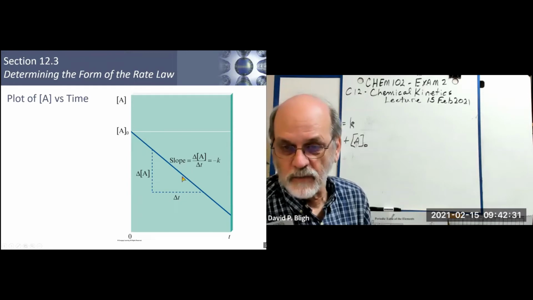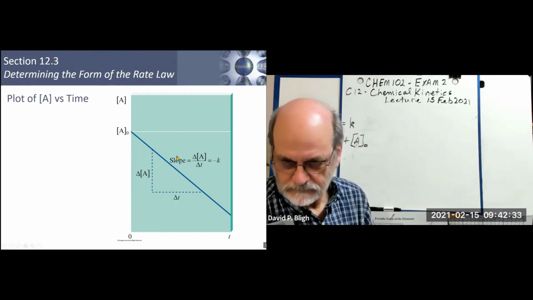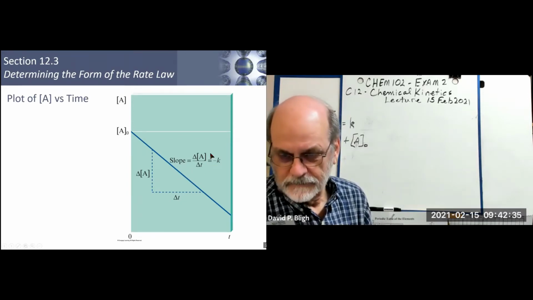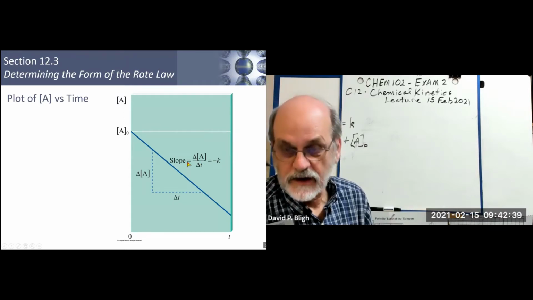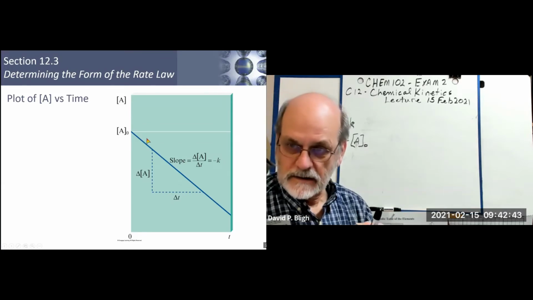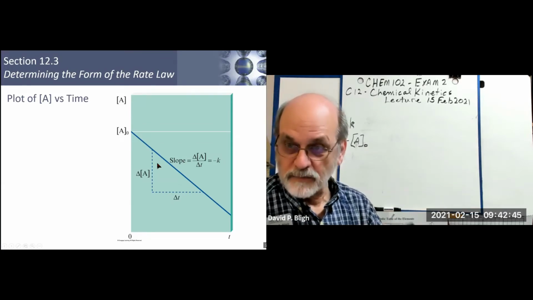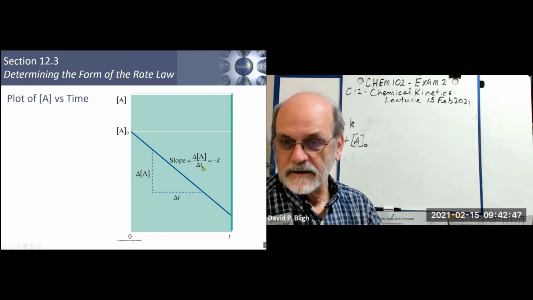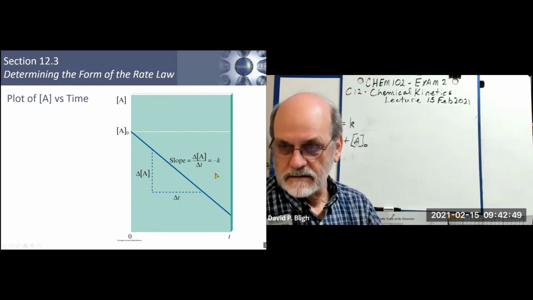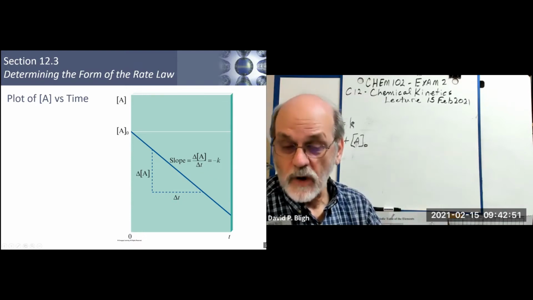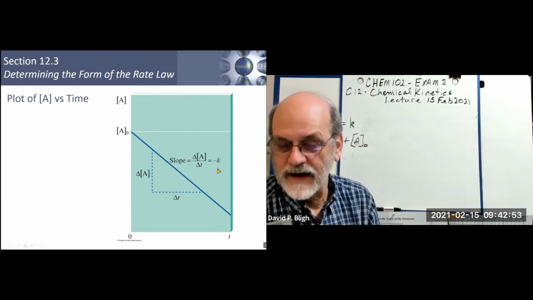Just like I drew on the board. Right here. That's the rate of A over time equals negative K is the slope. So you can, from the integrated rate plot, derive the differential equation because you have the K value.